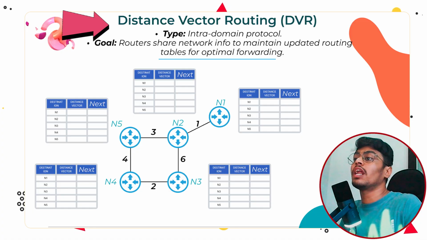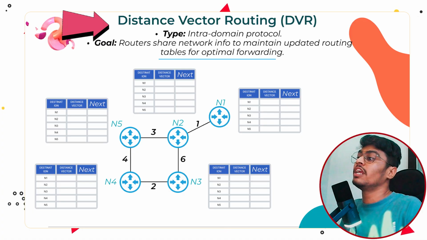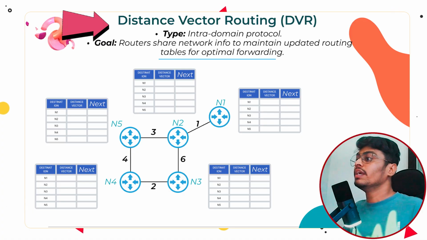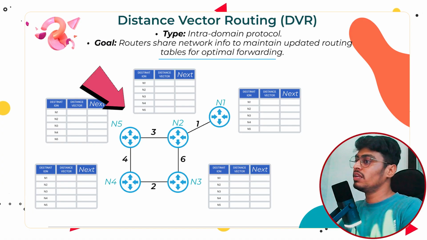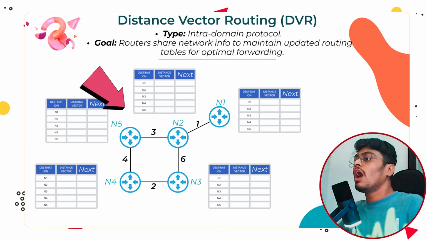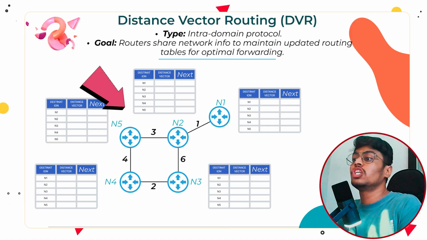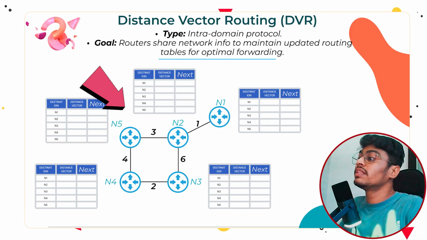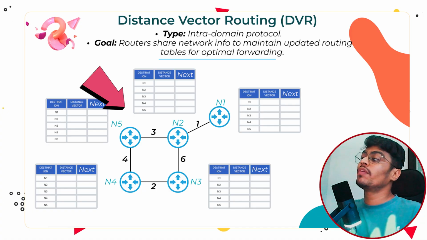Intra-domain means all the routers inside the autonomous system will share information with the help of DVR. In this diagram I have taken N1, N2, N3, N4 and N5. These are routers connected with links. Our main purpose is that the routers will share information about the network so that they remain updated. This helps in forwarding the packet.